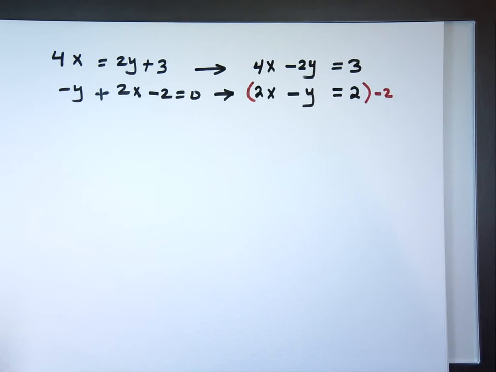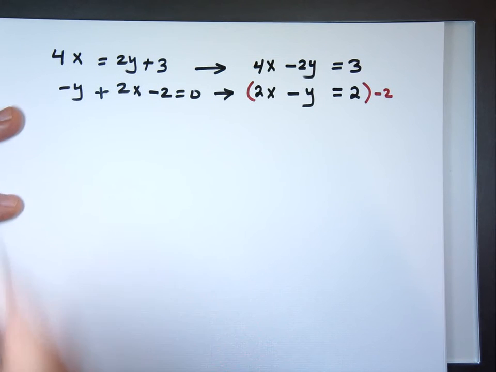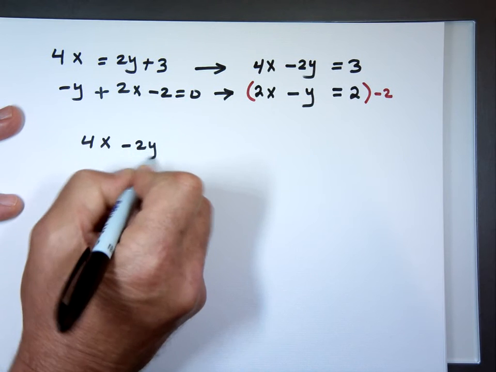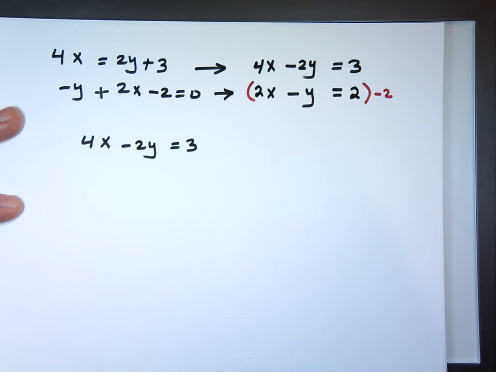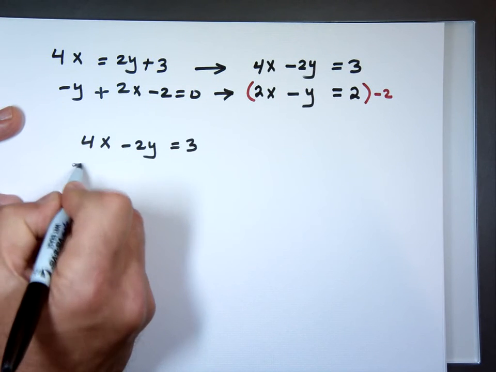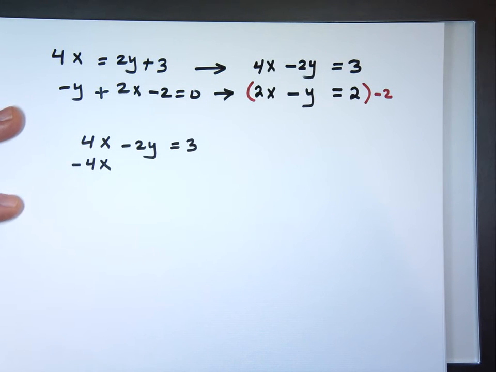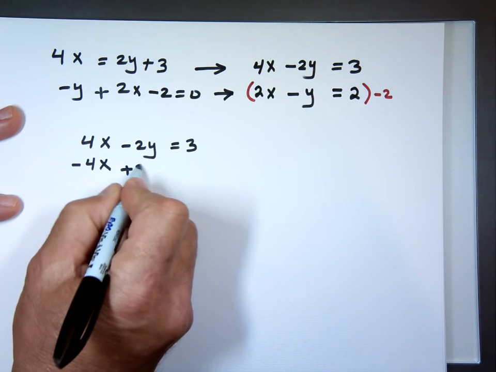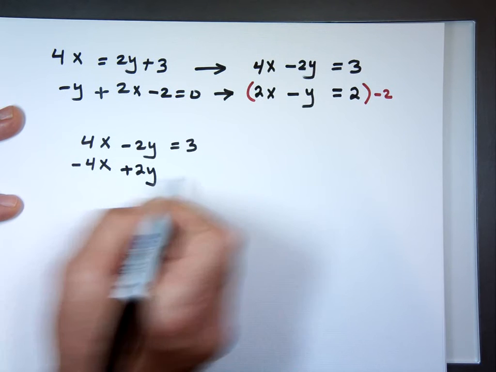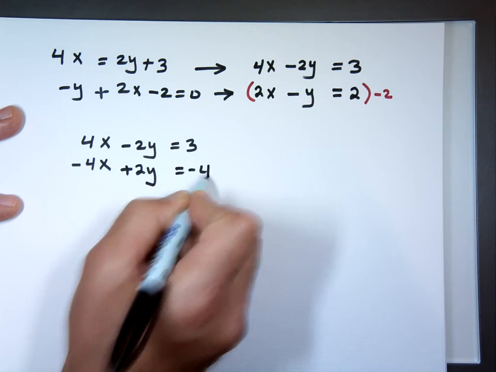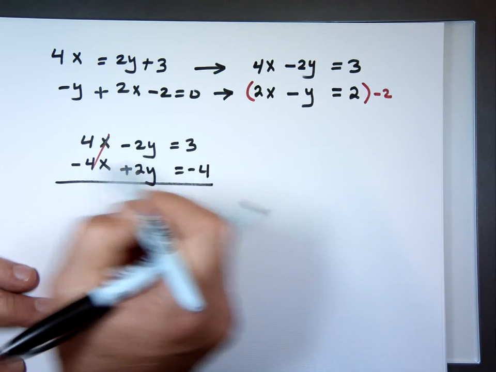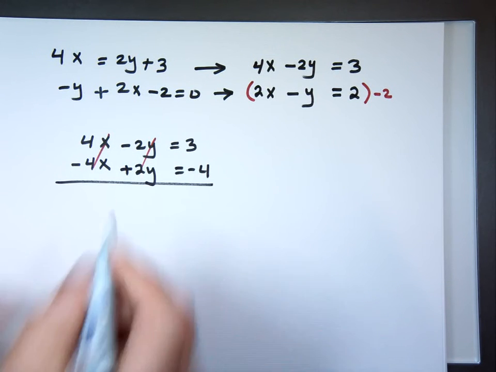So the first equation, 4x minus 2y equals 3, I'm not touching that. When I multiply by negative 2, what's negative 2 times 2x? Negative 4x. What's negative 2 times negative y? Plus 2y. And that's a negative 4. Now let's add them. Gone, gone. 0 equals negative 1.